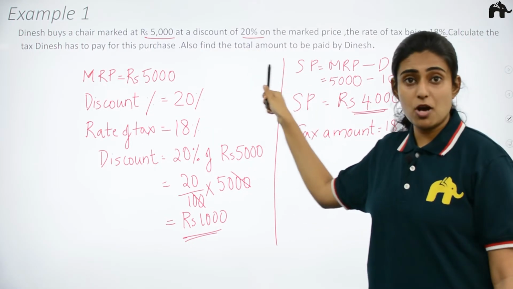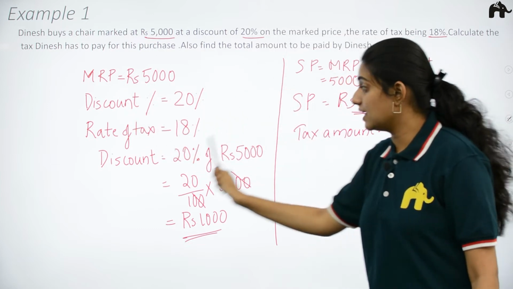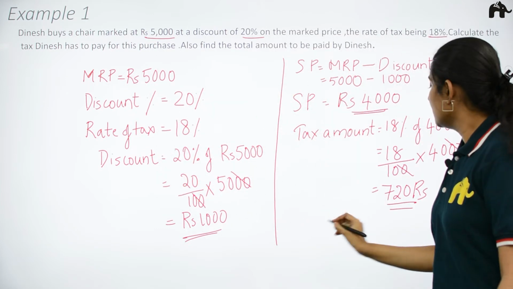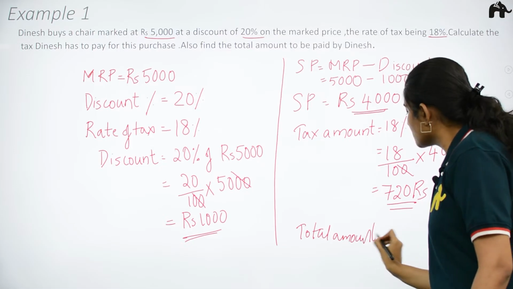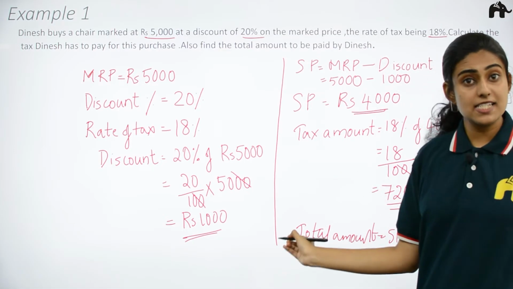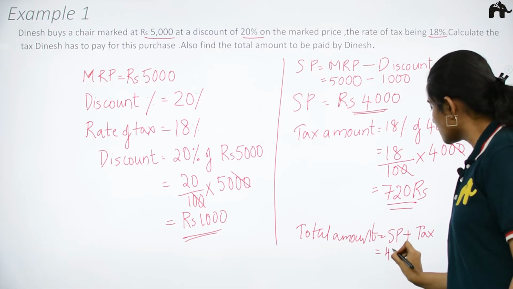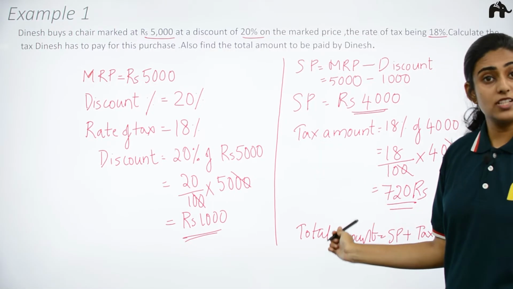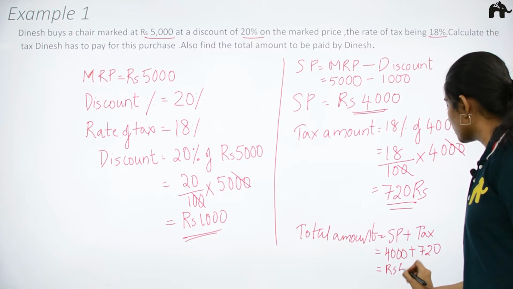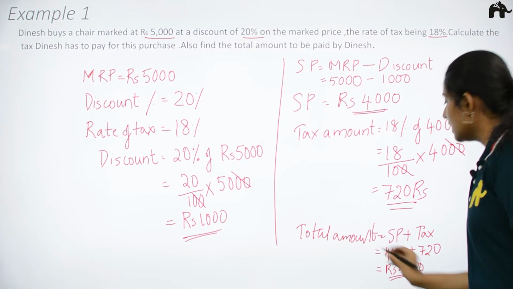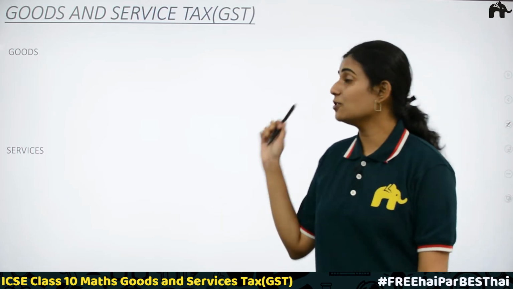How do you calculate the total amount now? Total payable amount is to be calculated. We know the MRP. We know the discount. We calculated the selling price. Now, the total amount is equal to selling price plus the tax amount. Here, selling price is 4,000 plus tax amount is 720. Therefore, the total amount is rupees 4,720. This is the total amount Dinesh has to pay. Clear?